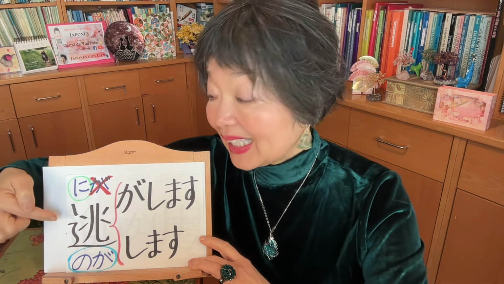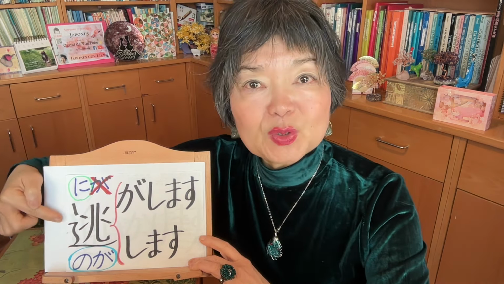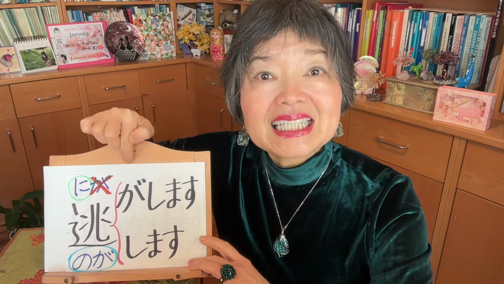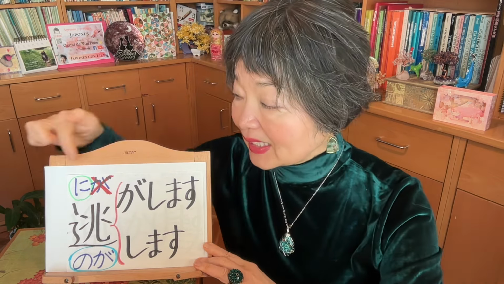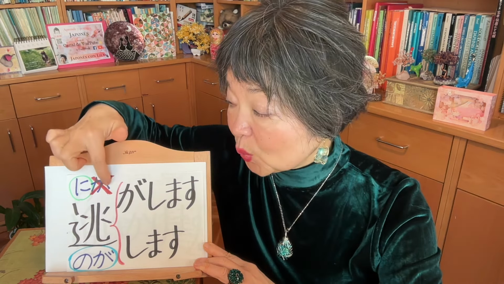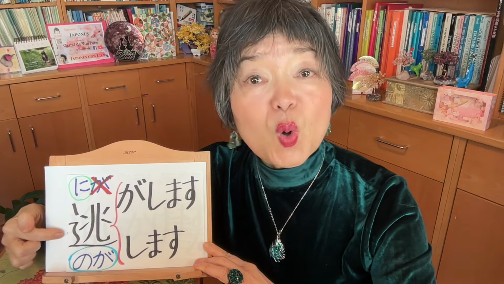But many people think this is にが and only します。But no, this is only に, you must use がします、にがします、にがす。The reason why many people think this is にが is that this kanji can also be pronounced の, as in のがします。And the meaning is quite similar but different.